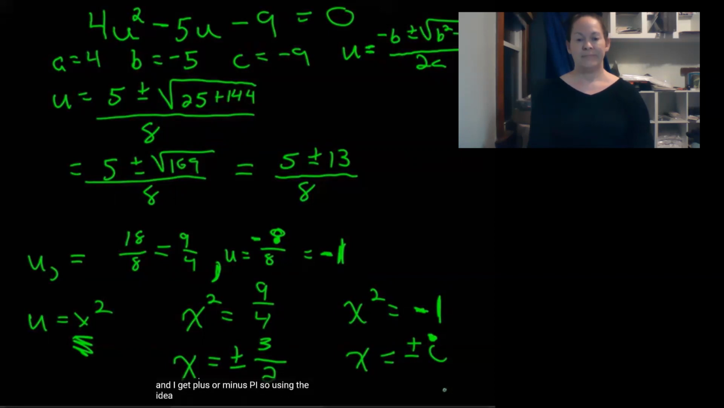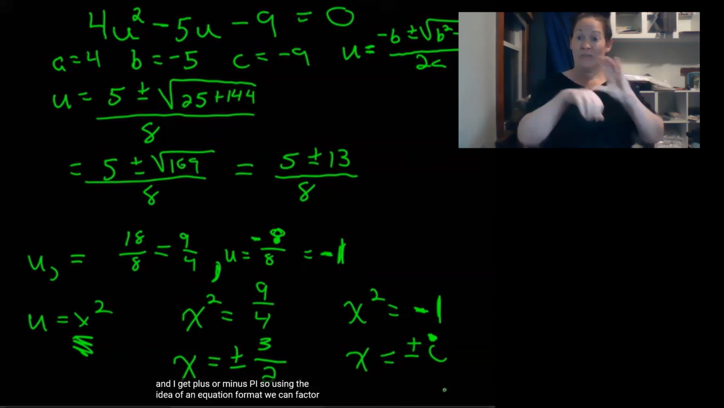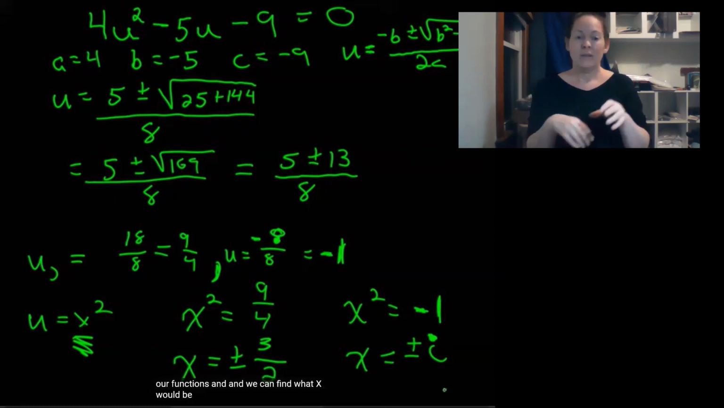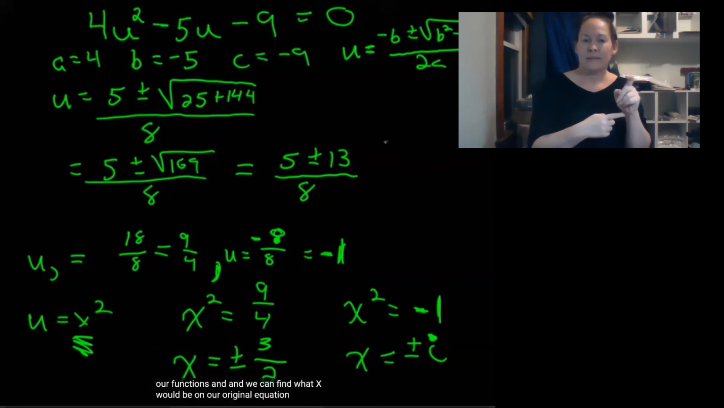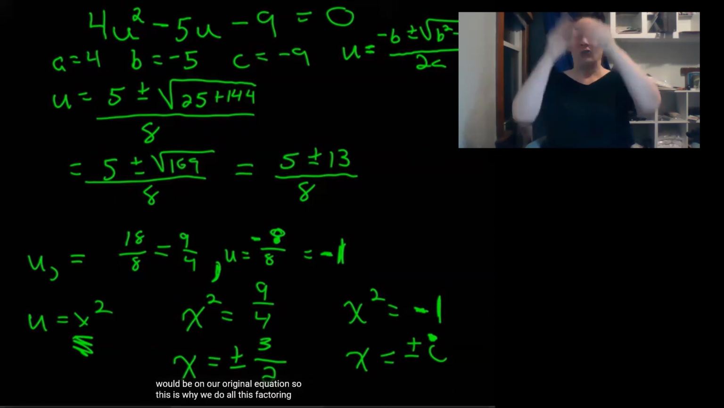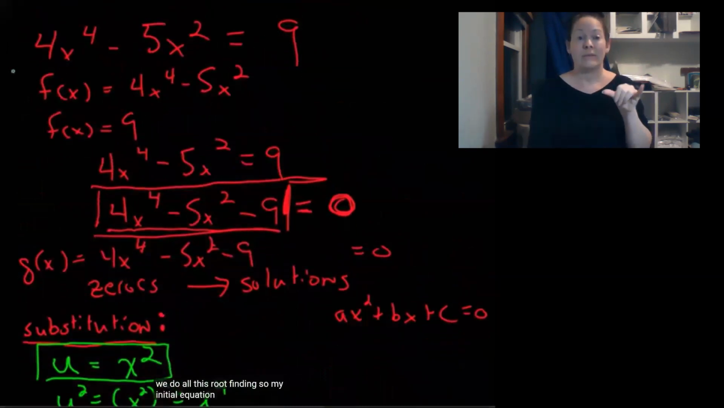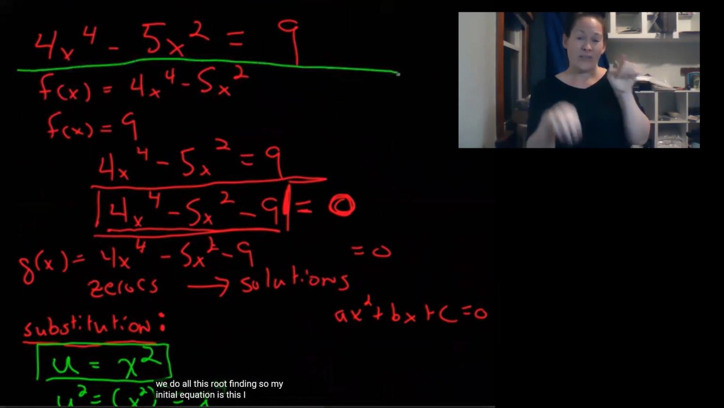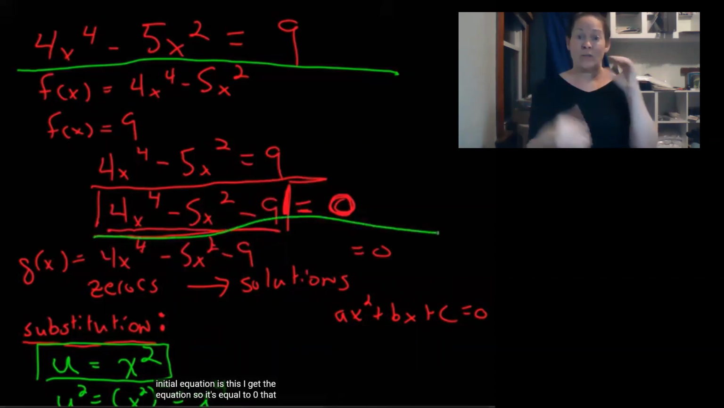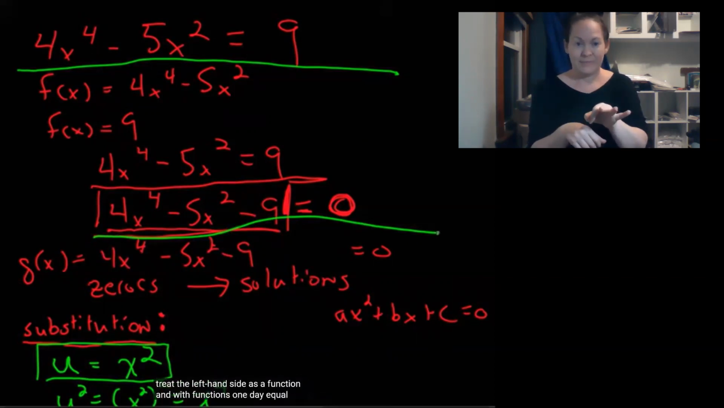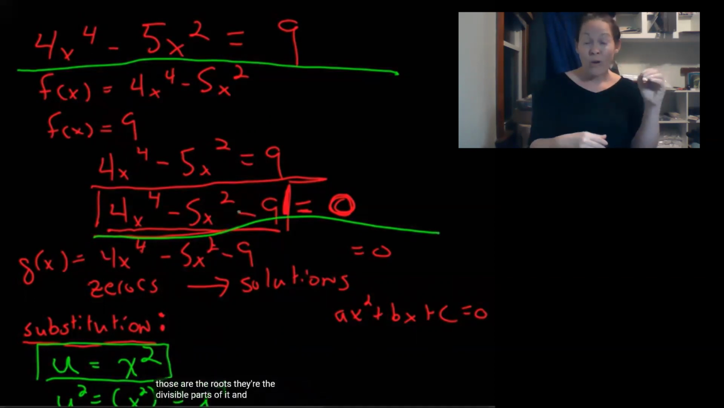So, using the idea of an equation format, we can factor our functions, and we can find what x would be on our original equation. So this is why we do all this factoring, why we do all of this root finding. So my initial equation is this. I get the equation so it's equal to 0. That lets us treat the left-hand side as a function. And with functions, when they equal 0, those are the roots.